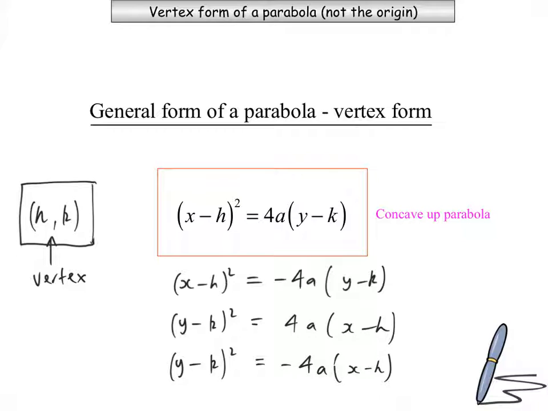So these are the different ones. So this one here is concave down. This one is concave right, and this one here is concave left. So if it's in this form, that's great. If it's not, we can use our work with algebra to find out the equation in this particular form.